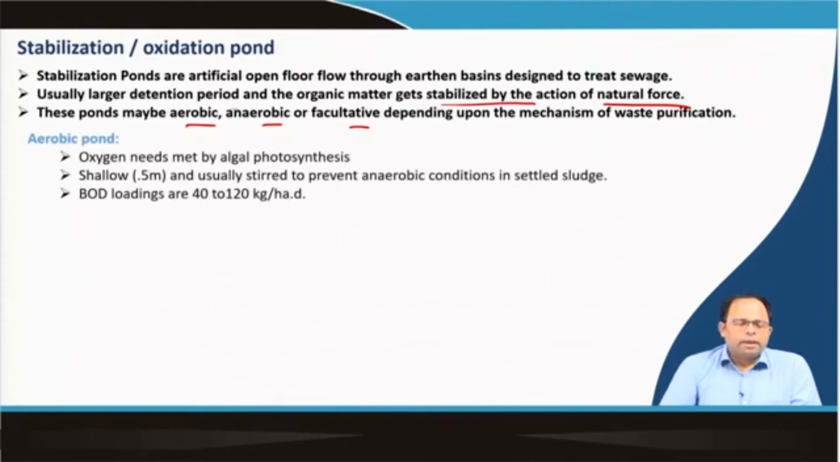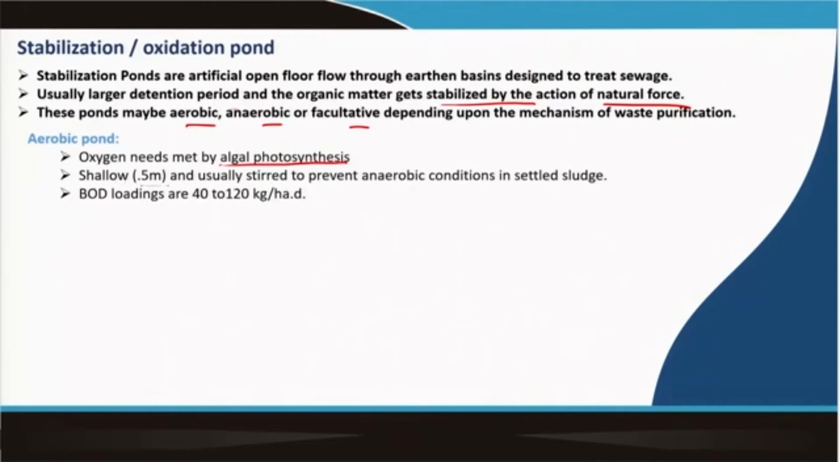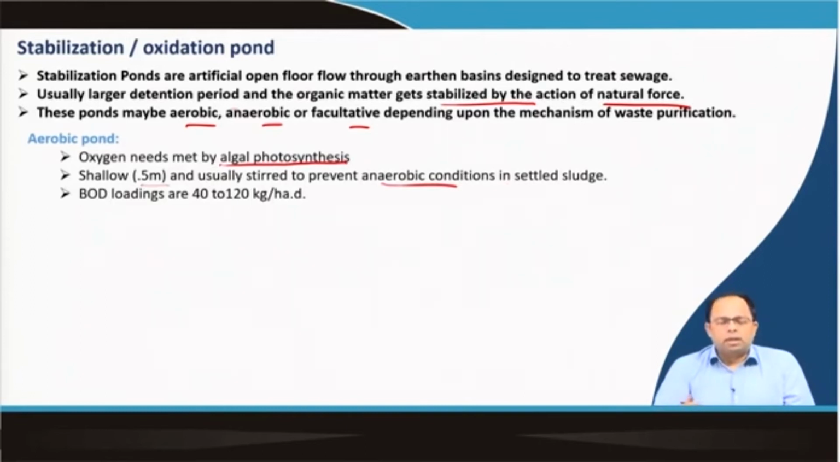In aerobic ponds, oxygen is used for algal photosynthesis, that means photosynthesis of the algae. Usually these ponds are shallow, only 0.5 meter deep, to prevent anaerobic conditions in settled sludge. So, we do not allow the sludge to settle down. BOD loadings are around 40 to 120 kg per hectare per day. So, this kind of BOD loading could be taken care of in aerobic ponds.